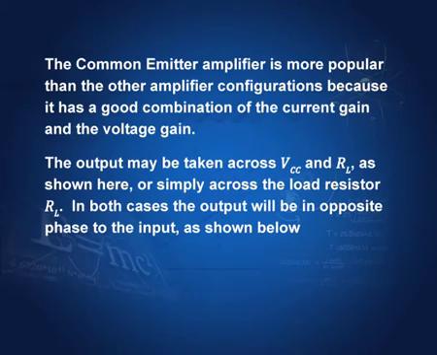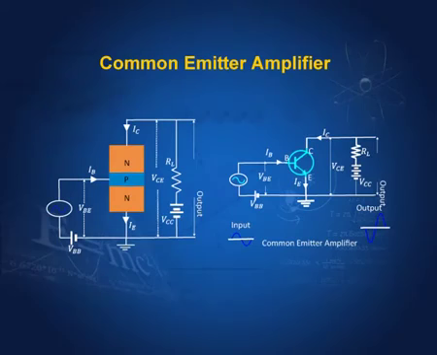The common emitter amplifier is more popular than the other amplifier configurations, because it has a good combination of current gain and voltage gain. The output may be taken across VCC and RL as shown here, or simply across the load resistor. In some books you might find the output taken across the load resistor. Does not matter, the phase difference will still be there. So, sometimes you take the output here, sometimes across this resistor, it does not matter. In both cases the output will be in opposite phase to the input, as explained below.